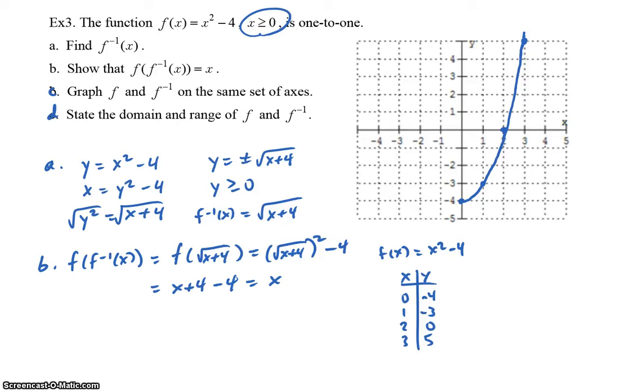We now want to graph f inverse. So we just found that f inverse of x is the square root of x plus 4. So I'm going to make a table for this function as well. And I'm going to cheat. What I'm going to do is just take the x's and y's from the first table and reverse them.